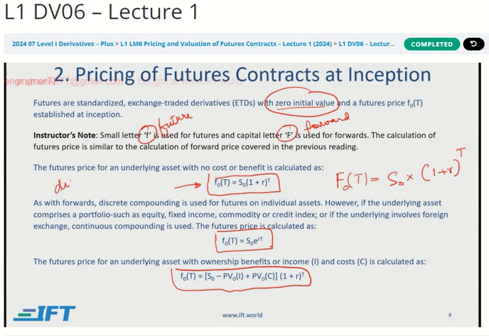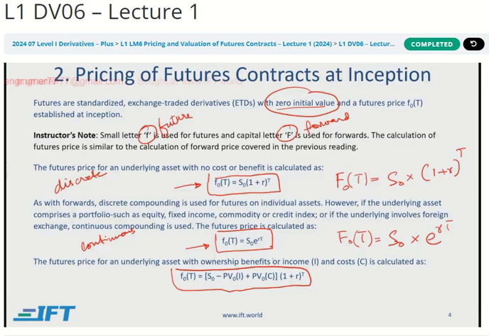This was for discrete compounding, and for continuous compounding we used this formula, where for forwards the forward price, with the large F, was the spot price multiplied by e^(rT). And here it's the same formula. The only difference is that it is a small f denoting the futures price.